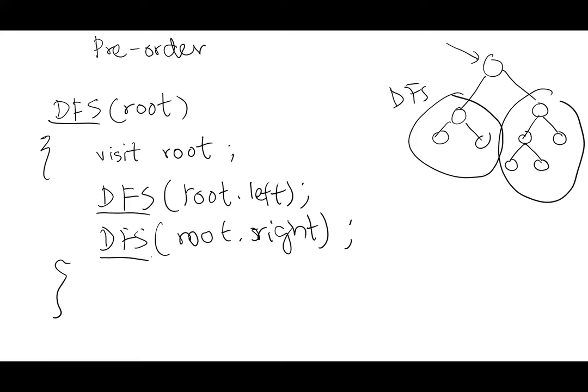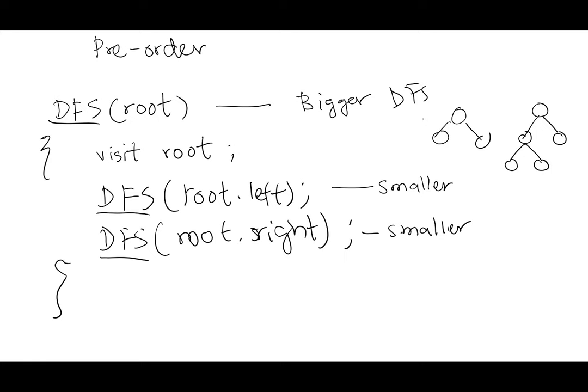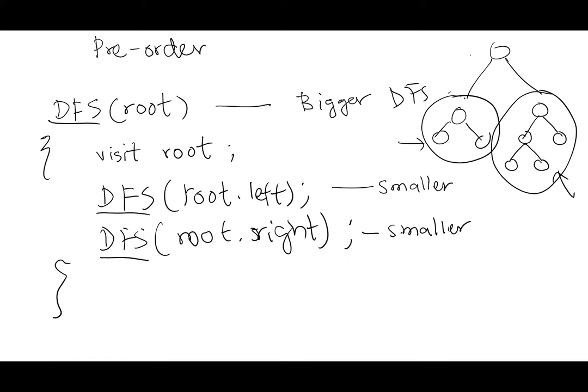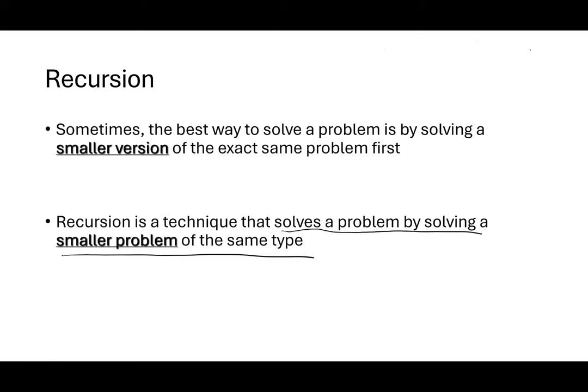And so this is the bigger problem, and then we break it down into smaller ones, the exact same problem, right? Because we can think that this is also a tree. This is also a tree. These two are also trees, right? But these two trees were part of the bigger tree. So if we call DFS on each of them, we can use this to solve the DFS of the bigger one, right? So that's the definition of recursion. Recursion is a technique that solves a problem by solving a smaller problem of the same type.